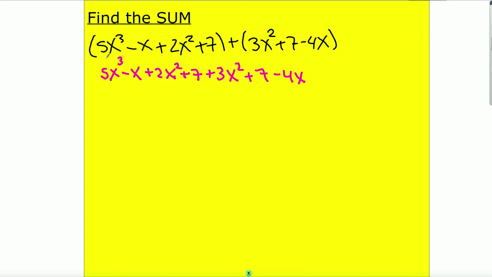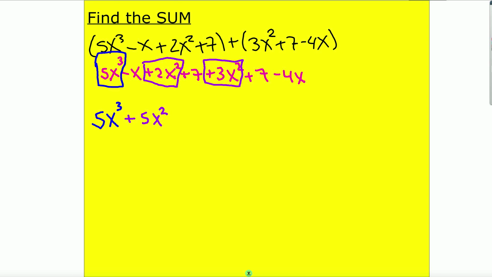And so when you combine like terms, I'm going to urge you to put it in standard form as you go. And so standard form says I start with that highest exponent, that x cubed. So I would have 5x cubed. Then I look and I would combine all the x squared terms. So here is positive 2x squared. And I'm going to combine that with positive 3x squared. So that gives me plus 5x squared.